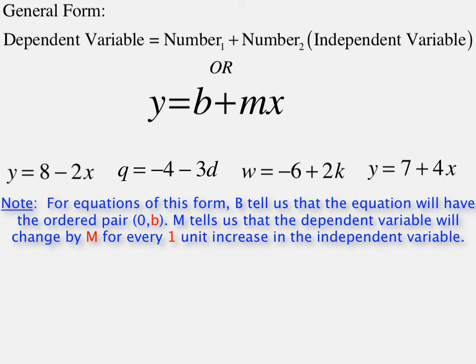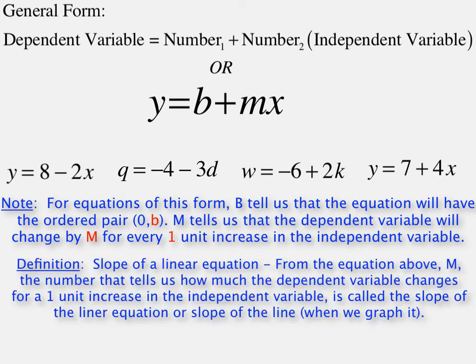And this is a good time to define the slope of a linear equation. From the equation above, that second number m, the number that tells us how much the dependent variable changes for a 1 unit increase in the independent variable, is called the slope of the linear equation, or the slope of the line when we graph these. The slope basically says how quickly the dependent variable is increasing or decreasing.